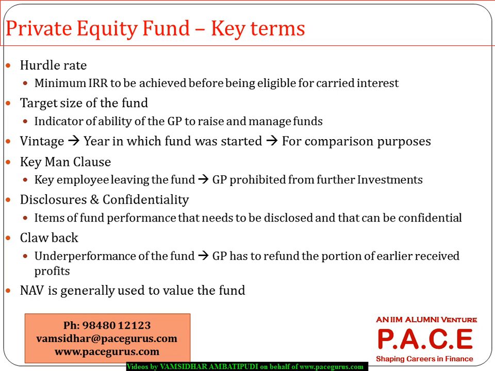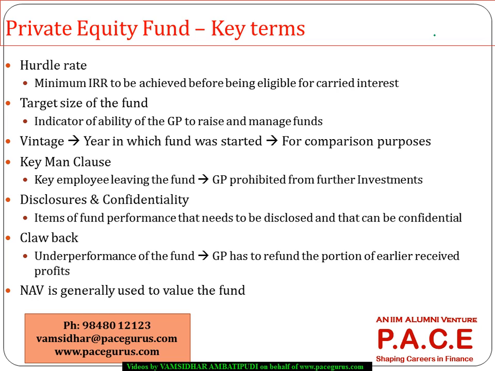Then we also use a term called hurdle rate, which is like a target. What is the minimum IRR the fund has to generate every year, beyond which only the carried interest will come into the picture. Until that time, unless the hurdle rate is crossed, the general partner is not eligible to receive the carried interest. Apart from that, we see a few more terms like the target size of the fund, which is to what extent the general partner has the ability to raise and invest funds. It talks about the potential of the general partner. And at the same time, we keep hearing terms like vintage, which talks about the year in which the fund was started, which can be helpful in comparing various funds.